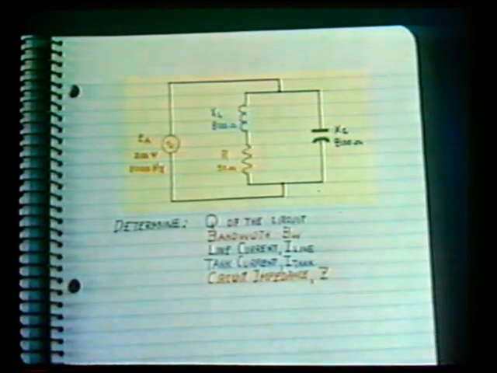Let's use this information to solve a circuit problem. In this parallel resonant circuit, the applied voltage is 200 volts at a resonant frequency of 2000 hertz. The inductive reactance, XL, and capacitive reactance, XC, are 800 ohms each. The coil resistance, R, is 50 ohms. Determine the Q of the circuit, the bandwidth, line current, tank current, and the circuit impedance.